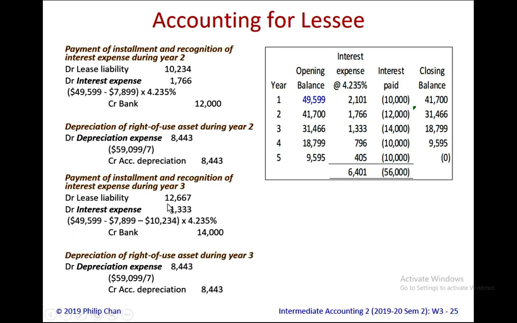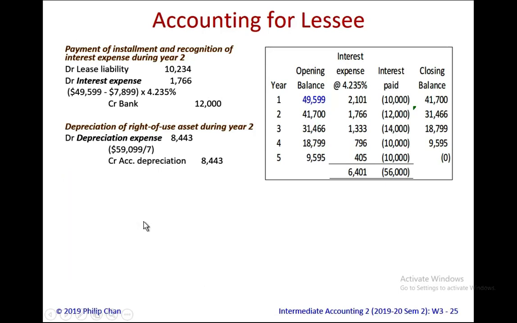We work out the interest expenses 1,333 and compare with the payment 14,000. The difference, the balancing figure, would be the lease liability. Now, let me show you the working here so that you can follow. Basically, we started with 49,599. In year 1, we reduce the liability by 7,899.